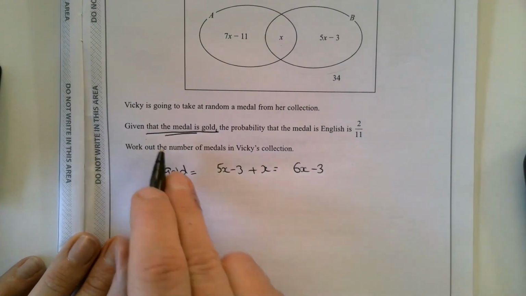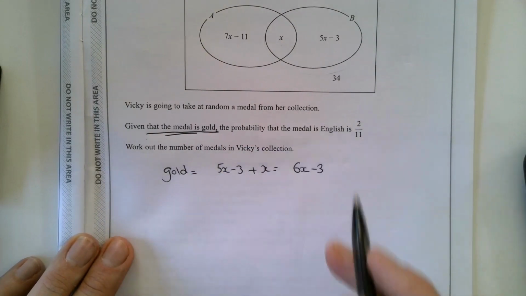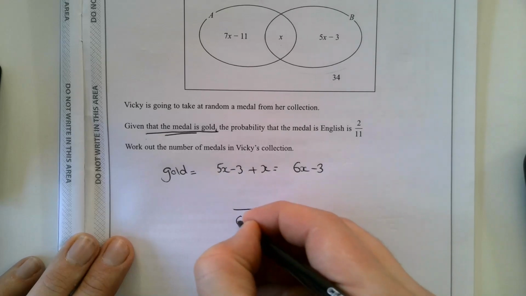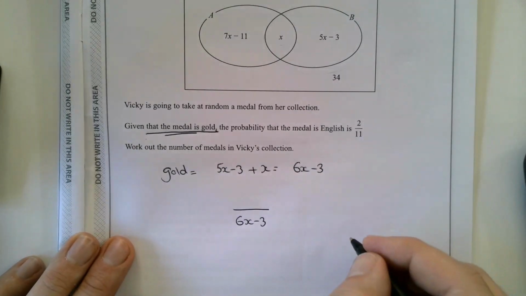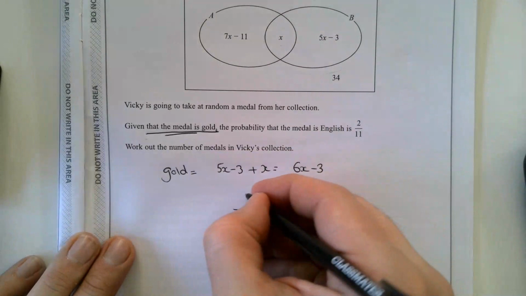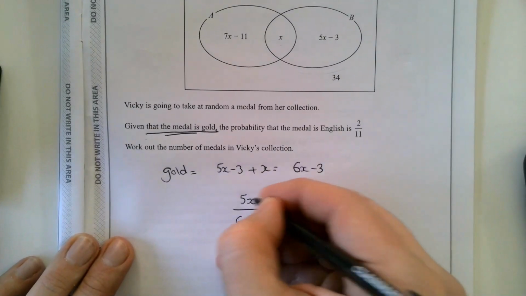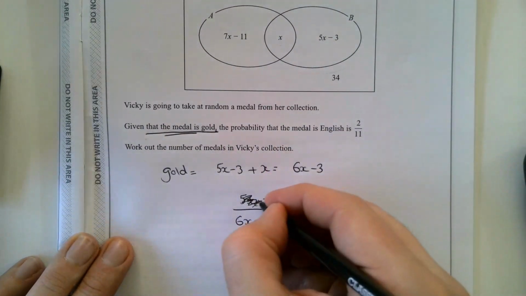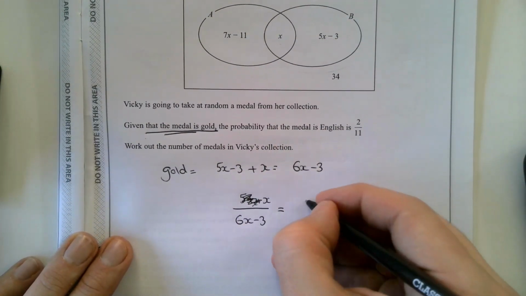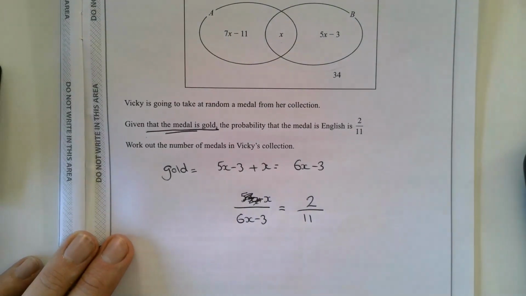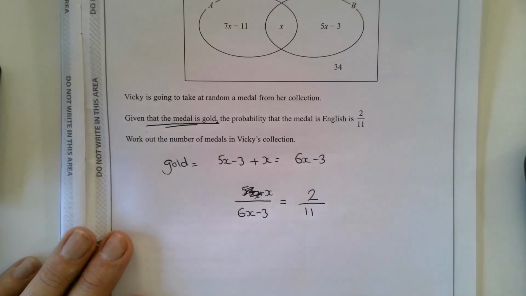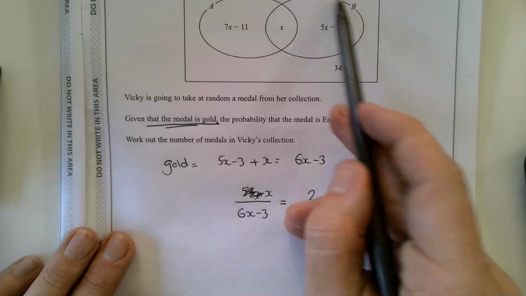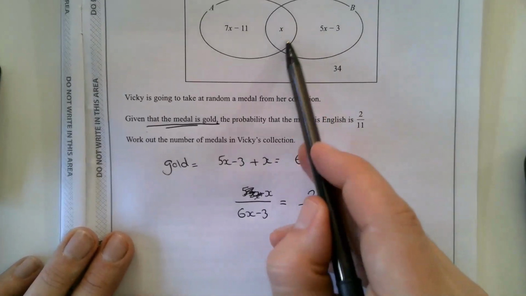Now it gets a bit more complicated. Given that the medal is gold, the probability that it's English is 2/11. So given that it's gold, my denominator has got to be 6x minus 3. The chance of it being English gold is x, so it would be x over 6x minus 3. And that gives me 2/11. So I've got 2 marks now for doing relatively little. This is how many golds there are, and these are, of the golds, how many are English.